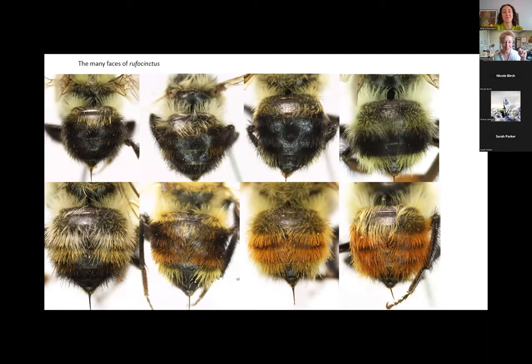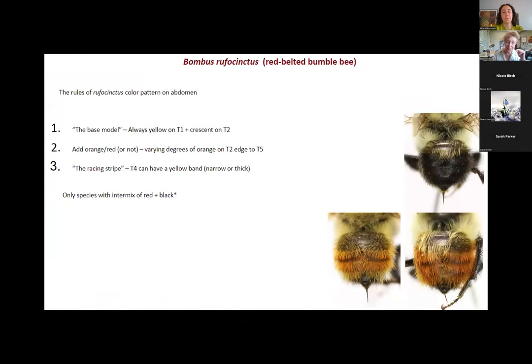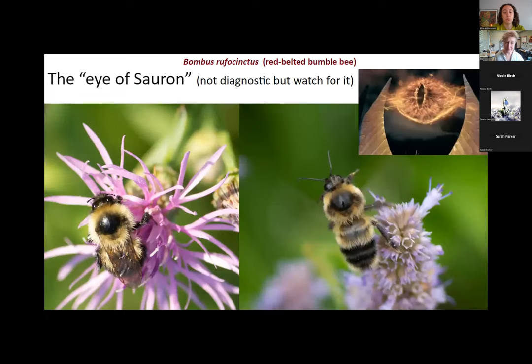it may be rufocinctus, good chance. So the basic thing is that there is this base model where T1 is always yellow and then T2 always has a crescent. What varies is what's on the other side of that crescent. So it could be orange or red, it could be black. They also often have this stripe of yellow further down the abdomen. And they're the only species that have red and black hairs mixed together on the same segment.